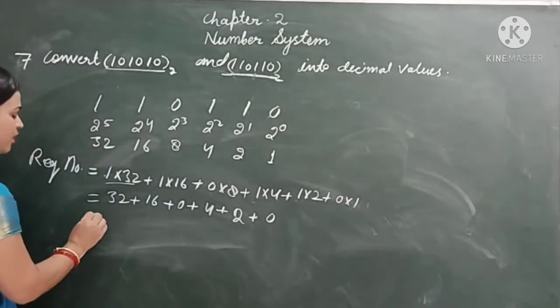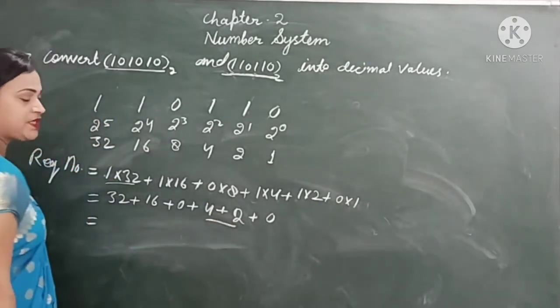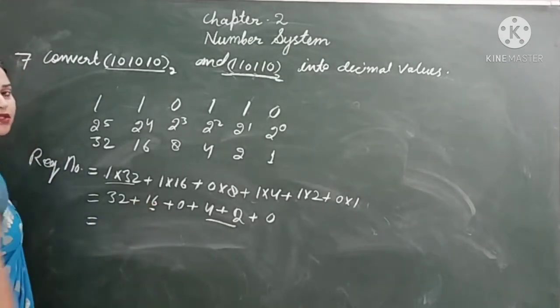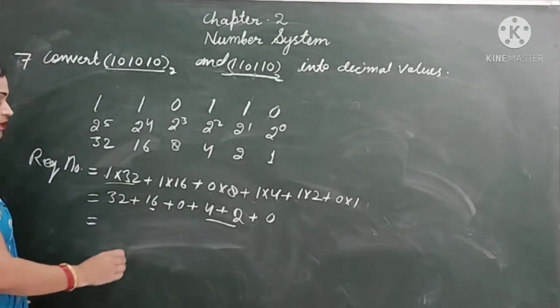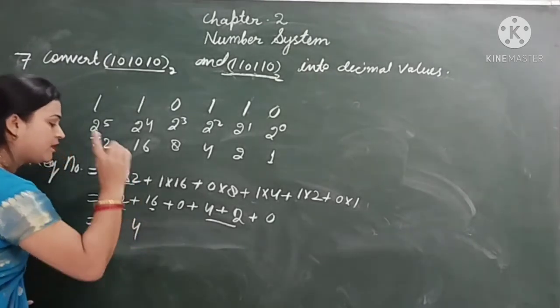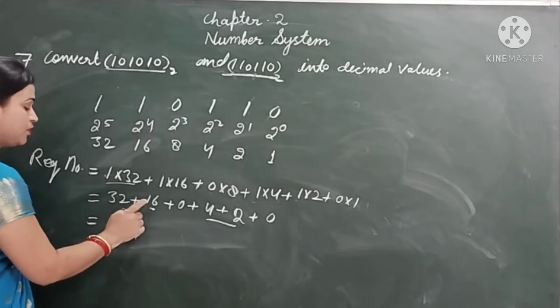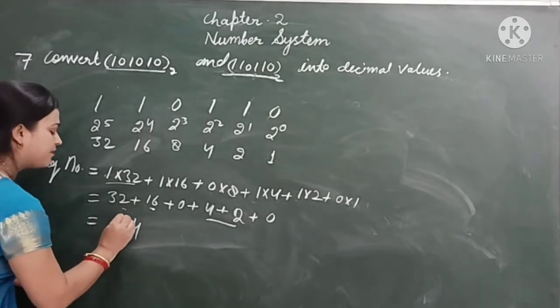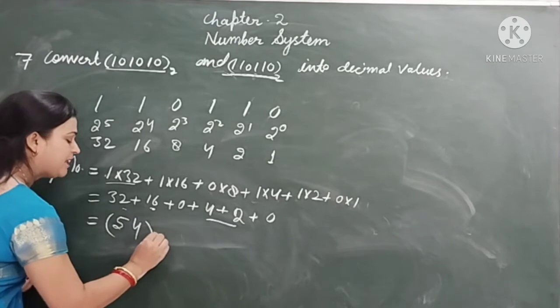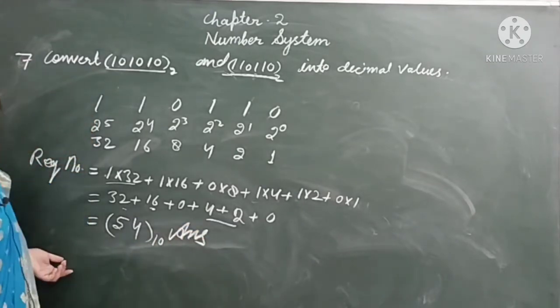Now add all these. 4 plus 2, 6, 6 plus 6, 12, right? 12 plus 2, 14. 4, carry 1, 1 plus 1, 2, 2 plus 3, 5, right? 54 base 10. This is our required answer, correct?